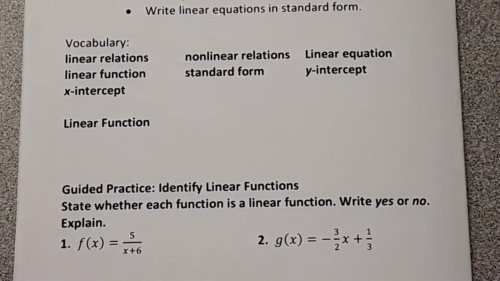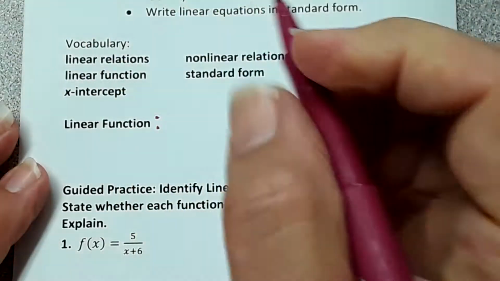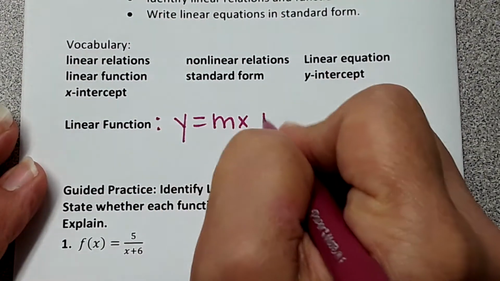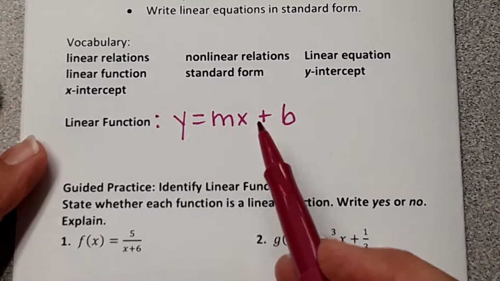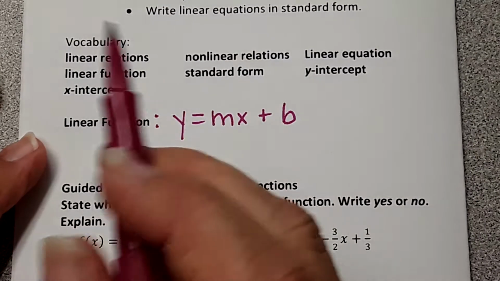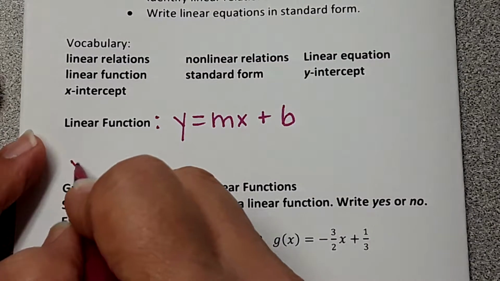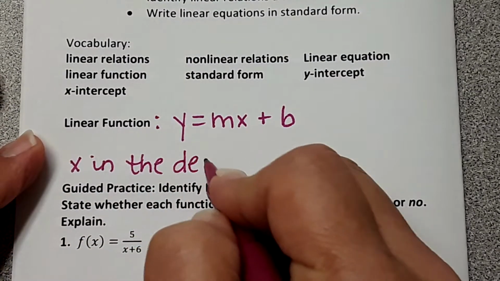So a linear function, I just want you to know, should be able to be written in y equals mx plus b form. Okay, it has to be able to be written in that form. If it's not written in that form, then it's not a linear function. So what that means is if there's a variable, if there's an x in the denominator, it's not a linear function.